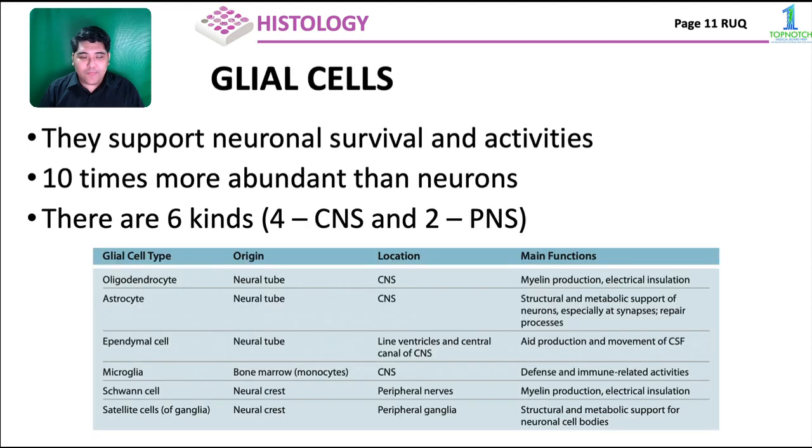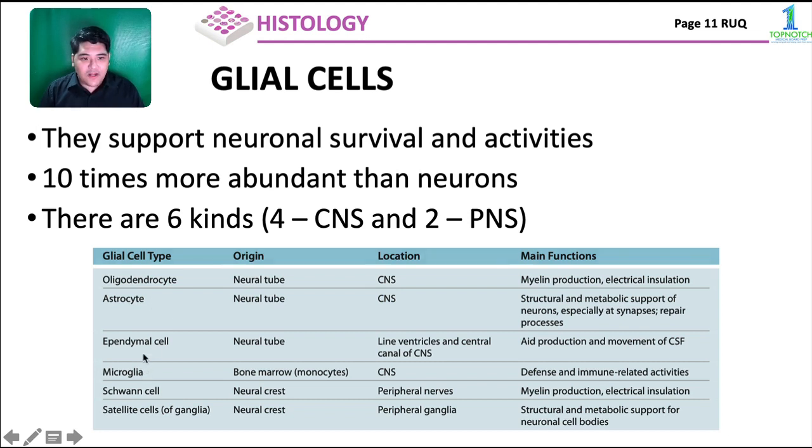Now we also have glial cells. They support neuronal survival and activities. They are 10 times more abundant than your neurons. And there are 6 kinds of your glial cells. 4 in the CNS and 2 in the peripheral nervous system. So yung mga nasa CNS natin, your oligodendrocyte, main function niya is myelin production. Ang astrocyte naman, CNS din, structural and metabolic support of neurons.